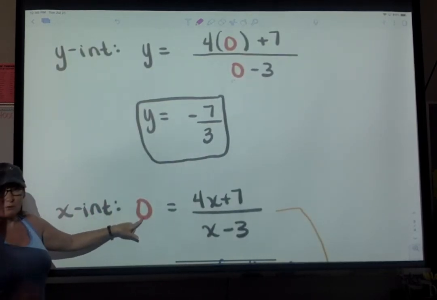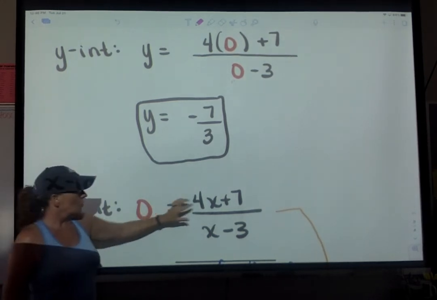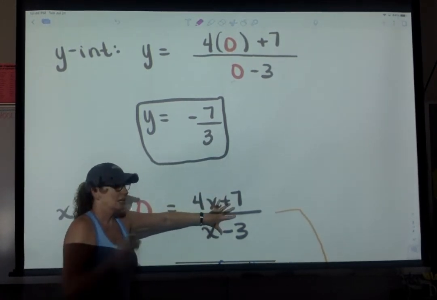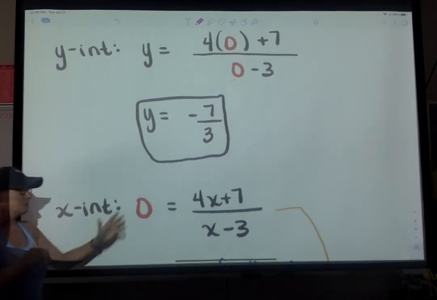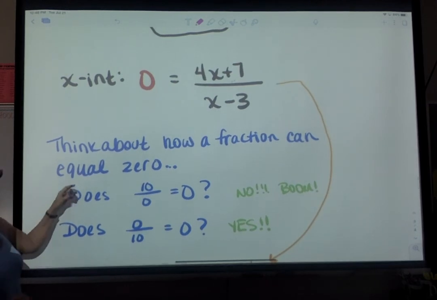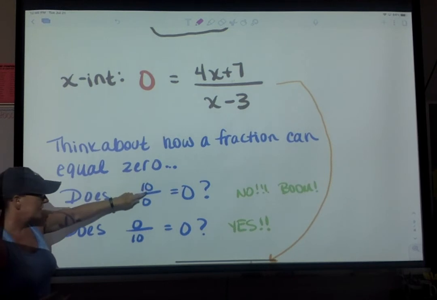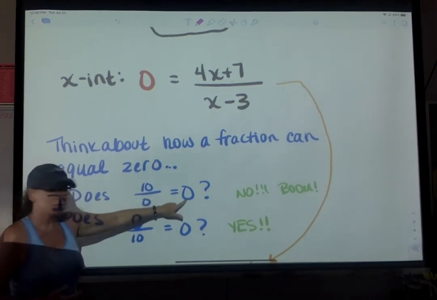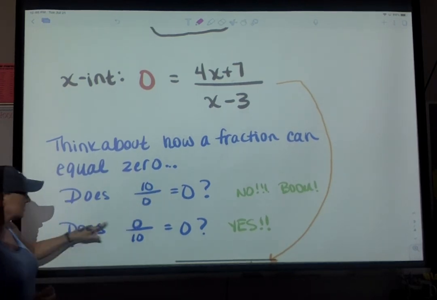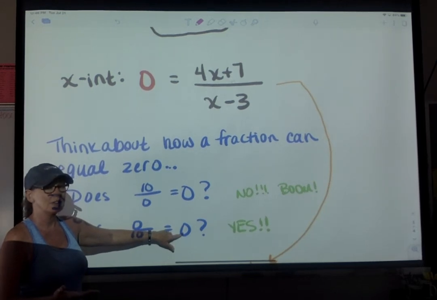X-intercept, plug 0 in for y. What x value is going to turn this fraction into a value of 0? So let me have you think about something for a minute. How can a fraction equal 0? Does 10 divided by 0 equal 0? If you don't know, ask your calculator. Does 0 divided by 10 equal 0? If you don't know, ask your calculator.